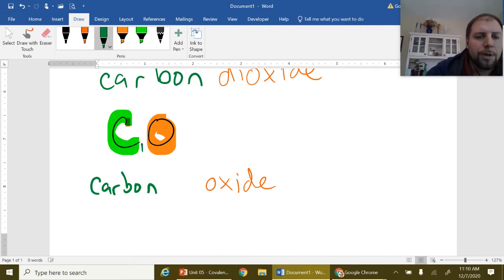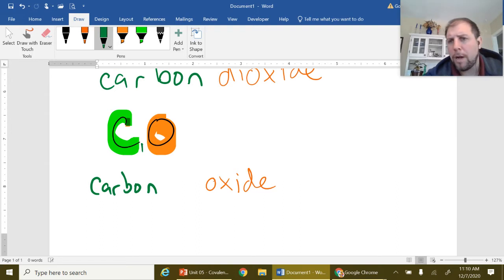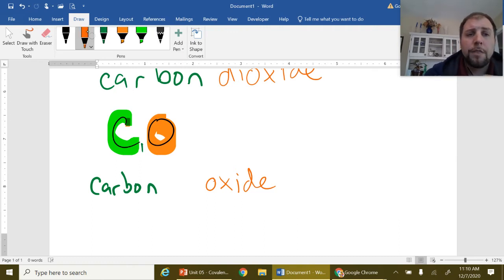Next, you give them the appropriate prefixes. There's only one carbon here, so we would put mono, but we skip it if it's the first element, because so many of these molecules only have one of the first atom type. We don't lead off with mono. That's why it's carbon monoxide, and carbon dioxide, not monocarbon dioxide. So there's only one carbon, so we leave it there. There's one oxygen, so we would put monoxide.